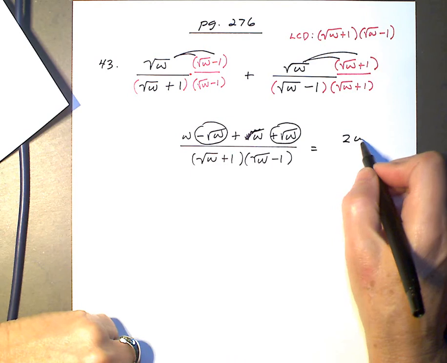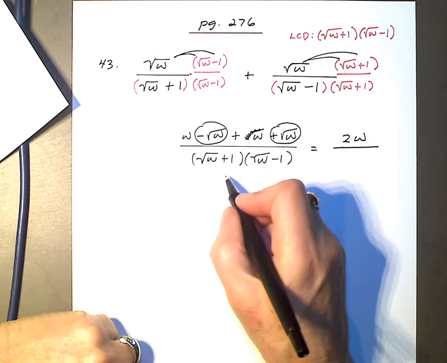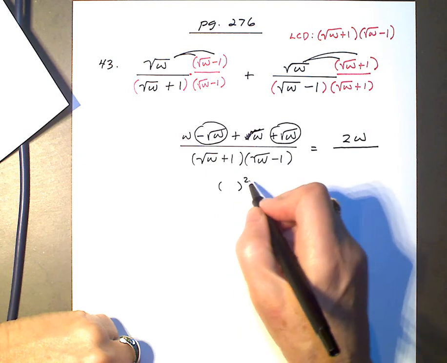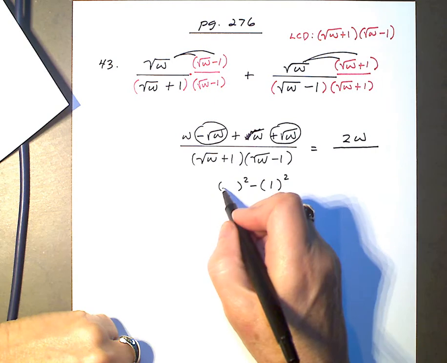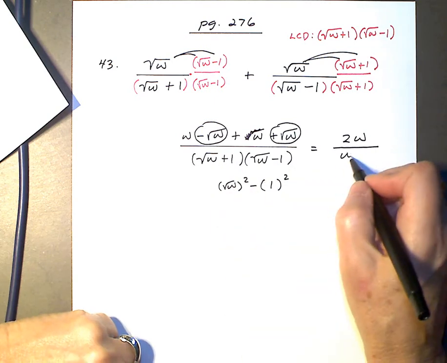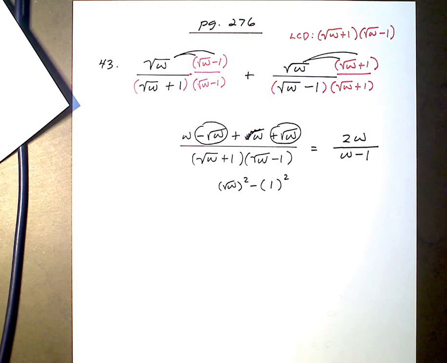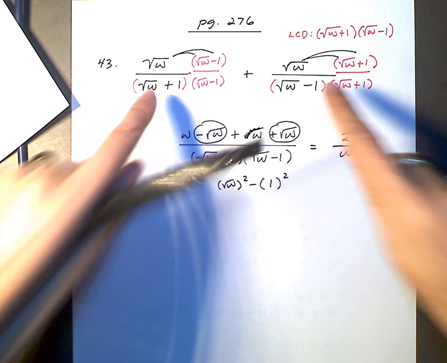So the numerator is 2w, and the denominator, if I multiply those together, we know that I'm going to get the first term squared minus the last term squared. So that's a 1, and the first term is the square root of w. So I'm going to end up with w minus 1. So 2w over w minus 1 is the simplified sum of the two original fractions. And that's it.